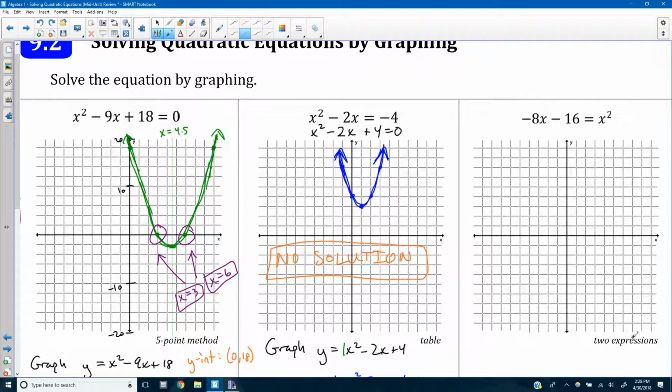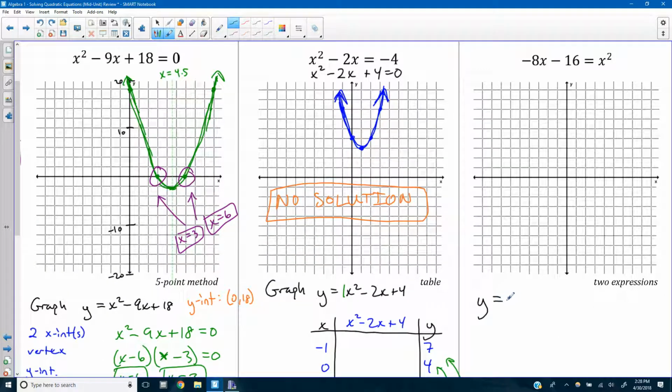Okay, in the last problem here, I'm going to do a two expressions form. I have negative 8x minus 16 as an expression, and I have x squared as an expression. Previously, we put everything in standard form and set it equal to 0 so we could find out where they cross the x-axis. So we set y equal to this expression. This time, I'm going to set y equal to both expressions: y equal to negative 8x minus 16, and y equal to x squared. I'm going to graph these two graphs here.